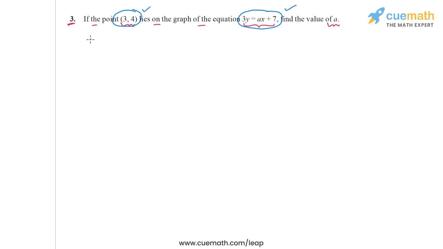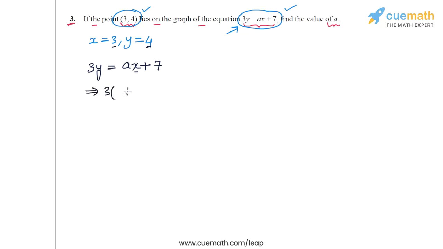Or in other words, if we substitute x = 3 and y = 4 into this equation, then the equation should be satisfied. And using this fact, we can find out the value of a. So let's do this. The equation is 3y = ax + 7. So instead of y, we will substitute 4, and instead of x, we will substitute 3.